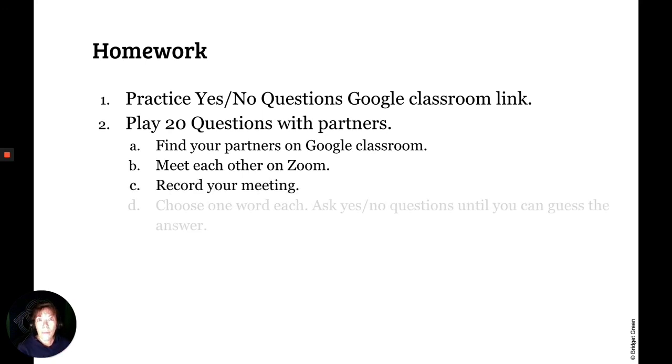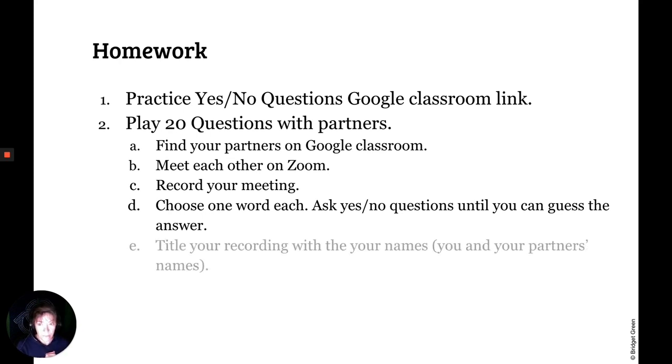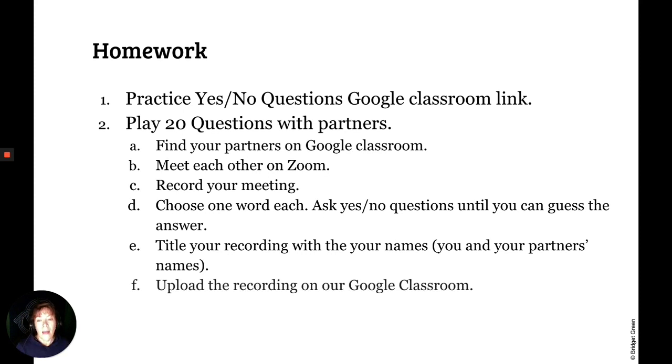You're going to record your meeting and choose one word each, one object that you're thinking of, and the other people will ask yes/no questions and try to guess what you're thinking of, okay? And you will remember how many questions. Right. When you're all finished, everybody chooses one. Then you stop the recording, put the title on the recording of your names, the names of you and all of your partners, and then you're going to upload that recording on Google Classroom. Okay? And you're done. Yay!